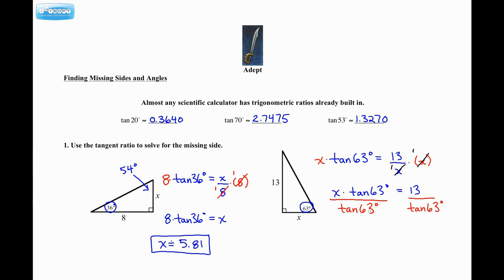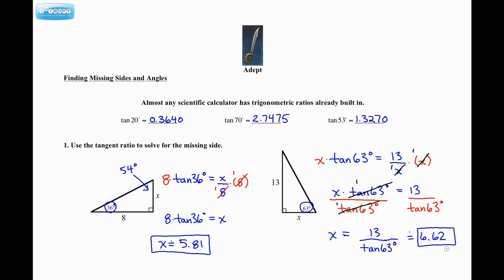Okay. So tan 63 divided by tan 63, that cancels. So again, this is just a number. That's just 1. So if I want x, I simply have to take the number 13 and divide it by the tangent of 63 degrees. So let's put it in our calculator. So 13 divided by tangent of 63, and I get approximately 6.62.